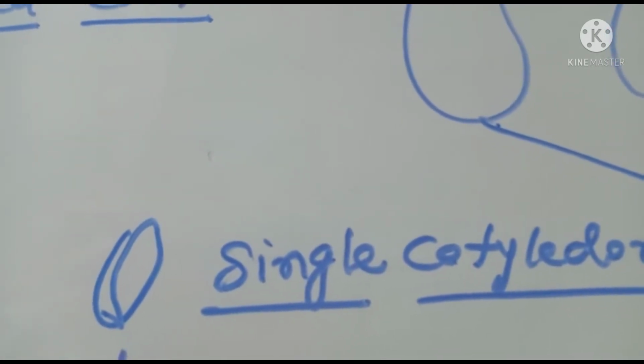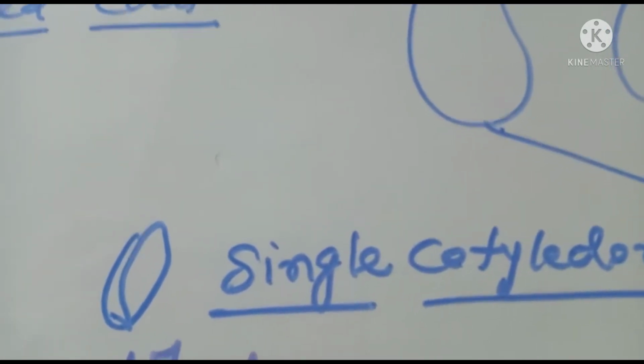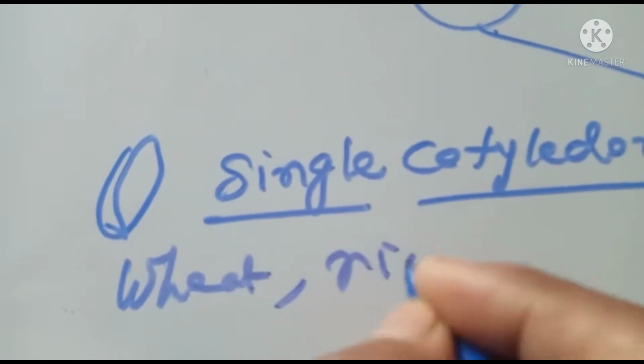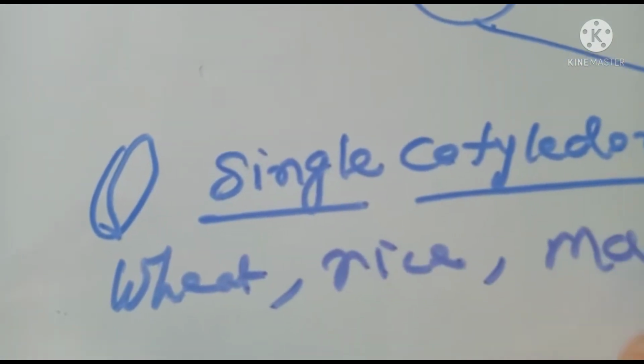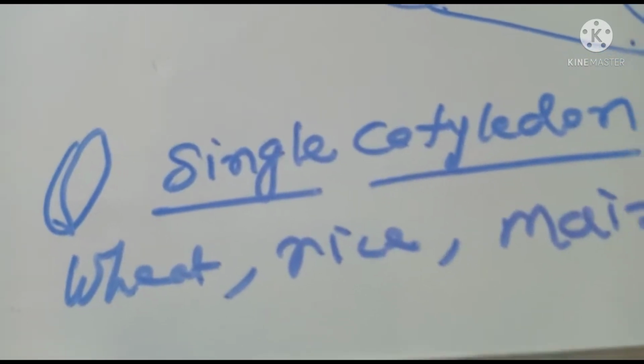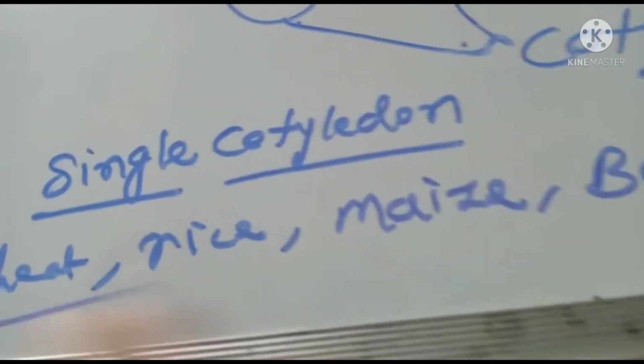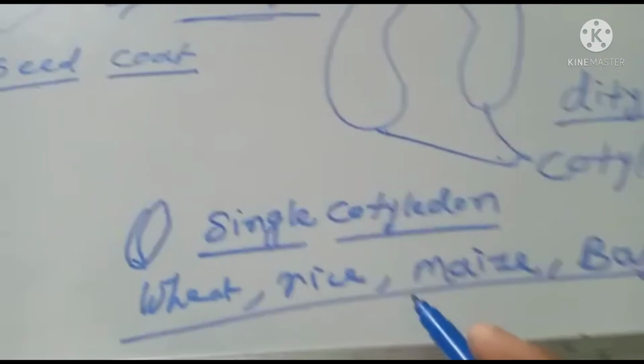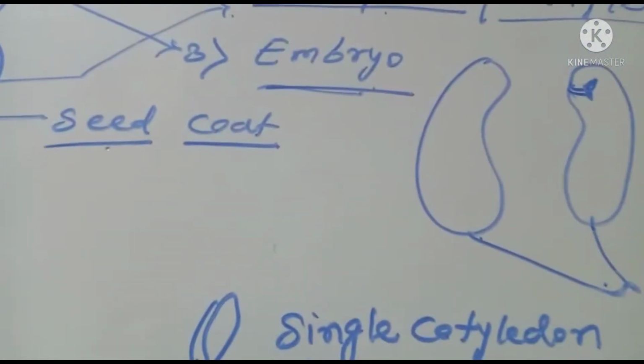Which are the grains here? Wheat, rice, maize, bajra. These all have a single cotyledon. Now this is the structure of a seed.